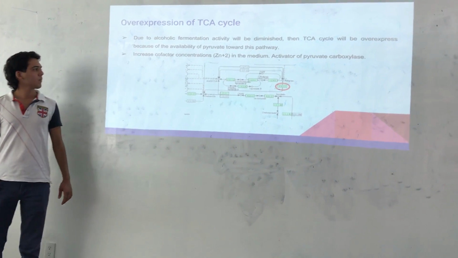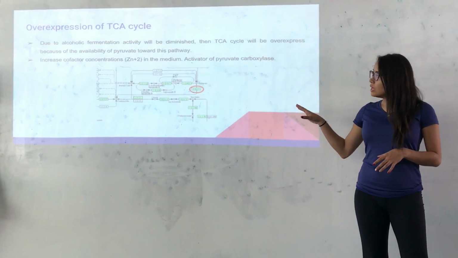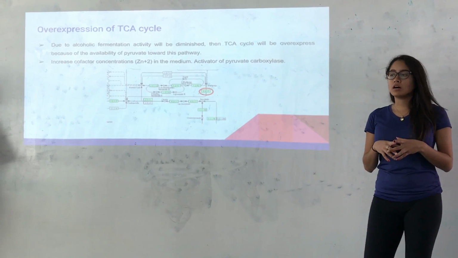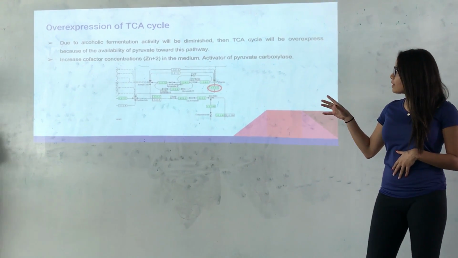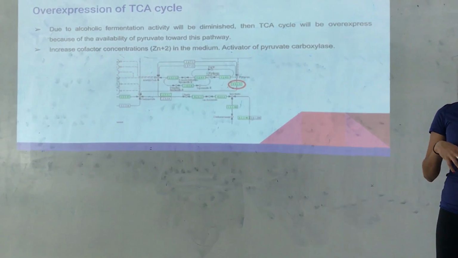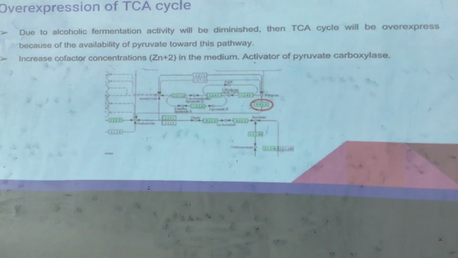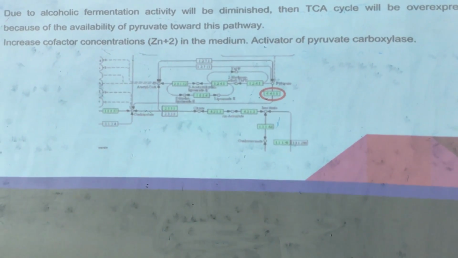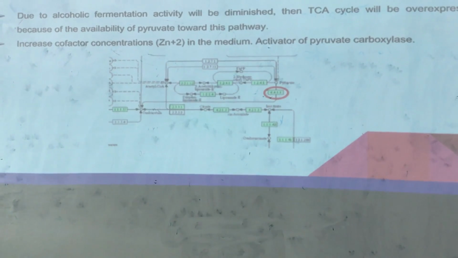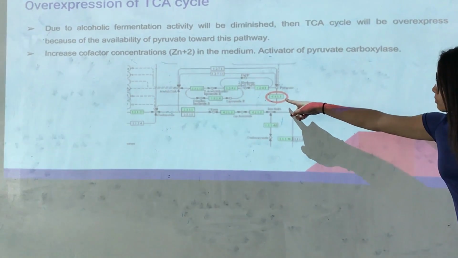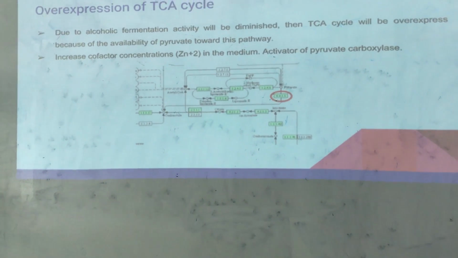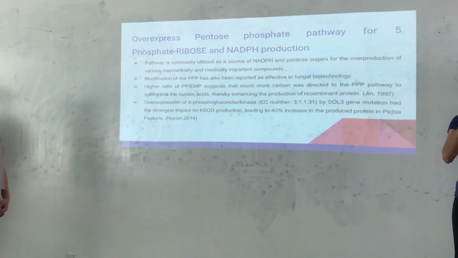Okay, because of all the carbon flux that is going to be received on the TCA cycle, we must also increase the activity of the enzyme that transforms pyruvate into oxalacetate. This enzyme is the pyruvate carboxylase, and it has been reported that with zinc cofactors, this enzyme has an increase in activity. This would be an external way to increase the activity of this enzyme. Another way would be to overexpress this with a strong promoter. And this would be the enzyme that will be interconverting pyruvate into oxalacetate.